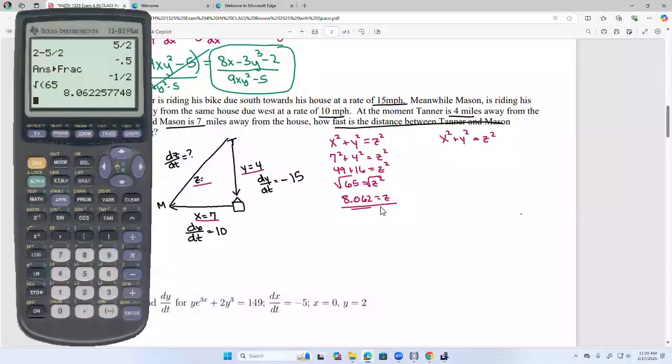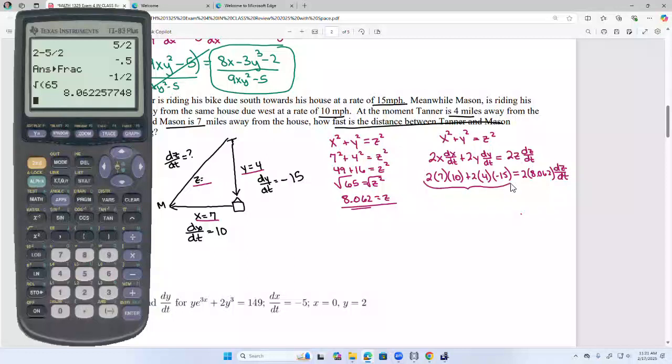We use the other Pythagorean theorem to take the derivative of everything with respect to time. So I have 2x, and I just took the derivative of x with respect to time, plus 2y, and I just took the derivative of y with respect to time, equals 2z. And I just took the derivative of z with respect to time. So now I'm going to plug in all this stuff. I'm going to have 2 times 7 times 10 plus 2 times 4 times negative 15 equals 2 times 8.062 times dz/dt. That's what I'm solving for.